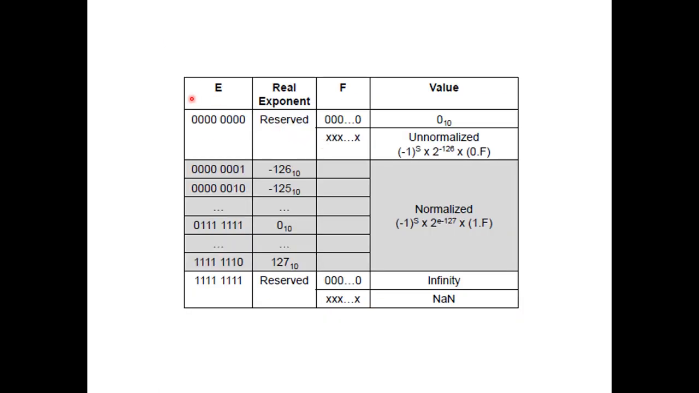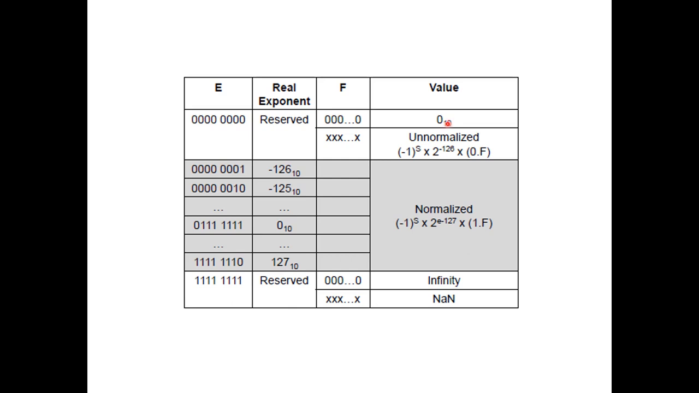For single precision, here is an even better table to understand. Most of the numbers are in the gray range, which are normalized numbers. The exponent starts at least from 00001, and the real exponent is minus 126. f is some number, and the number is represented in the normalized form by the formula given earlier. For very small numbers, when the exponent is all zero, the real exponent is reserved, which again has special cases.